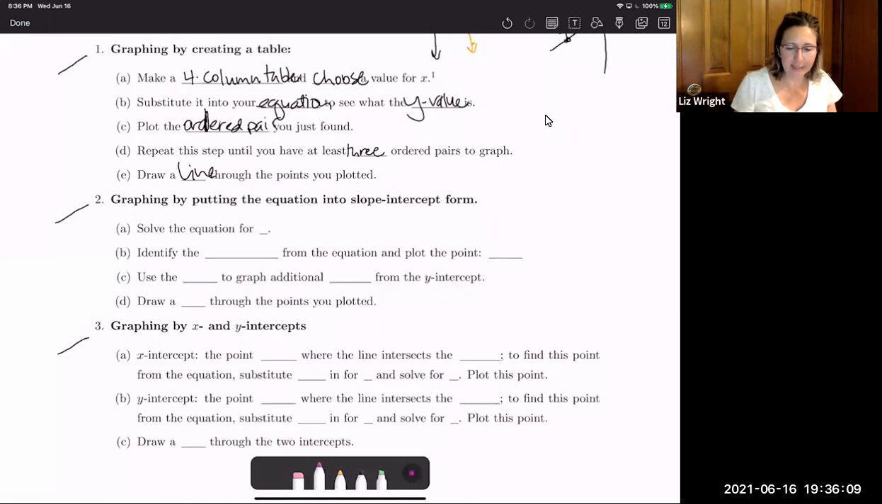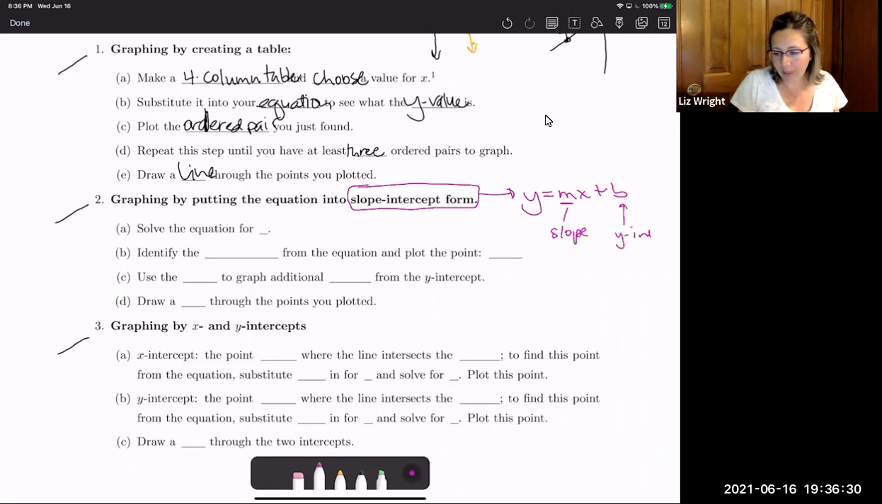Our next method is that we are going to graph by putting an equation into slope-intercept form. Slope-intercept form, again, is in the form of y equals mx plus b. Well, why is that helpful? It's because it gives us 2 really great pieces of information. This again is our slope, and this again is our y-intercept. And so when we get ready to graph, we're going to graph our y-intercept, and then we're going to use our slope to graph additional points.